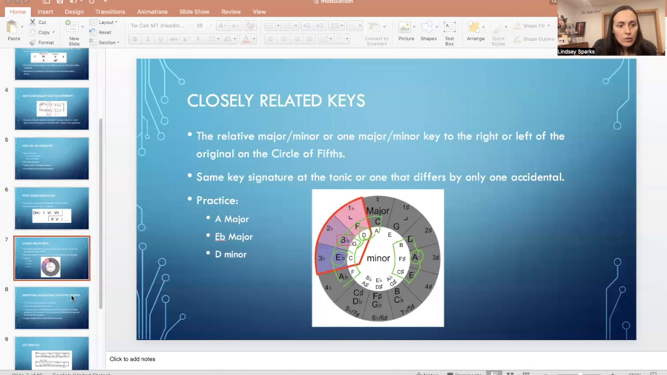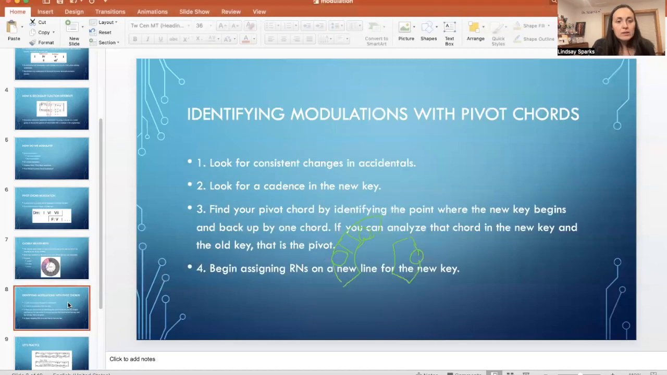The question that would be next on our list is, how on earth are we going to identify this? Because looking at the AP exam or any kind of analysis, that's going to be the task put in front of us. How do you identify modulations with pivot chords? Common chord modulation is one of the most common kinds of modulation, so it's worth investigating to see if there's a pivot chord at play.